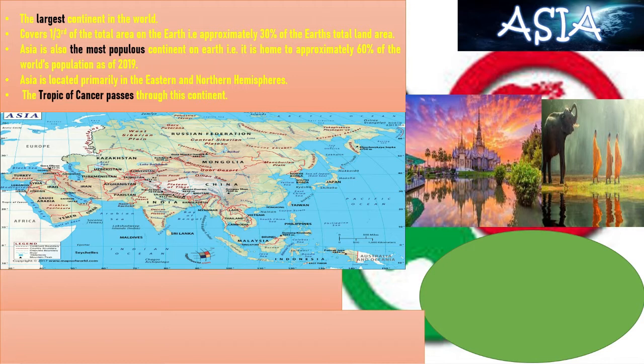I hope all of you remember that the Tropic of Cancer lies at 23.5 north and it passes through the continent of Asia. Now, let us know about the oceans that surround the Asian continent. There are 3 oceans that surround the Asian continent. They are the Indian Ocean, which lies to the south, the Arctic Ocean, which lies to its north, and the Pacific Ocean, which lies to its east.